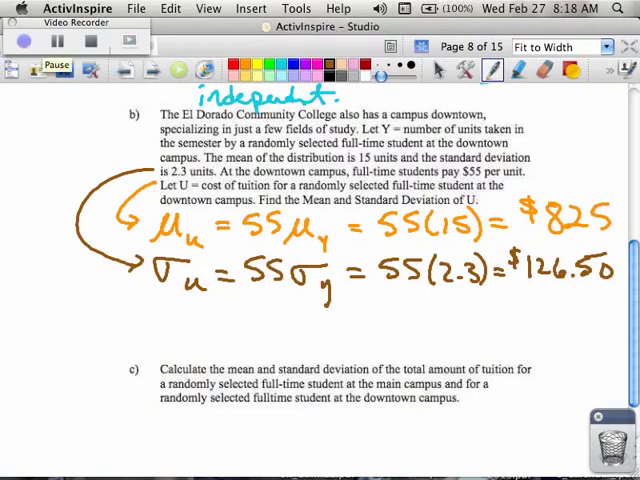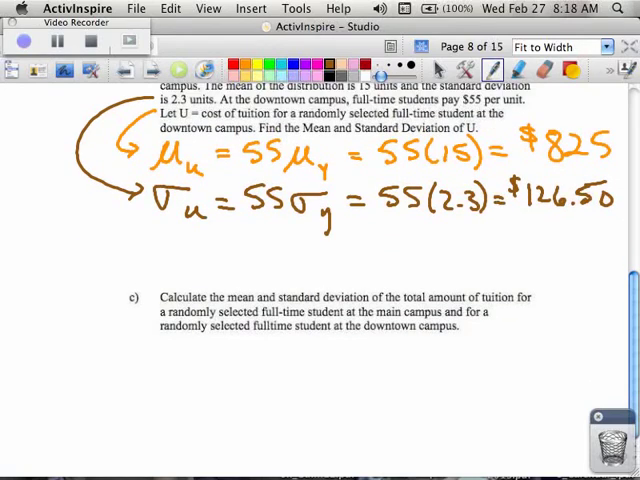This is nothing new for you guys. We already did one of these. I think the reason that they gave us this part is so that we can do part C. I want you to try part C.